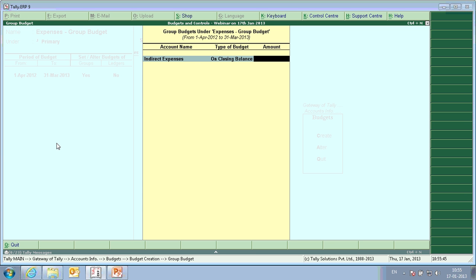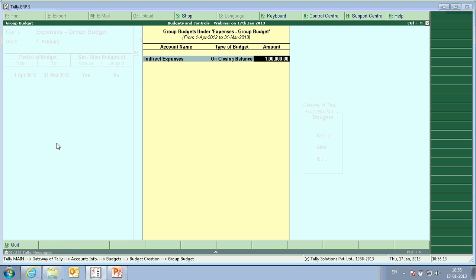So what is the expenses limit you are fixing? Let us say 1 lakh rupees is my total budget for indirect expenses. If this is the case, how will the budget show? For the entire year, I am fixing or estimating that 1 lakh would be my expenses.